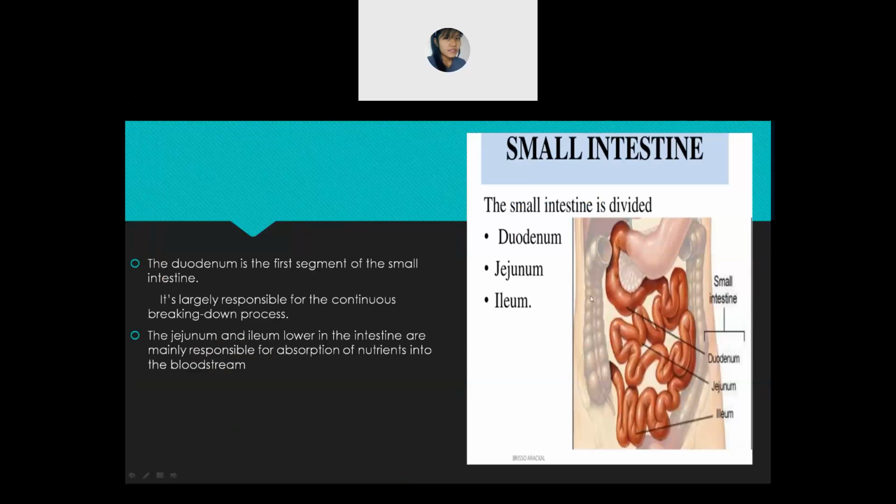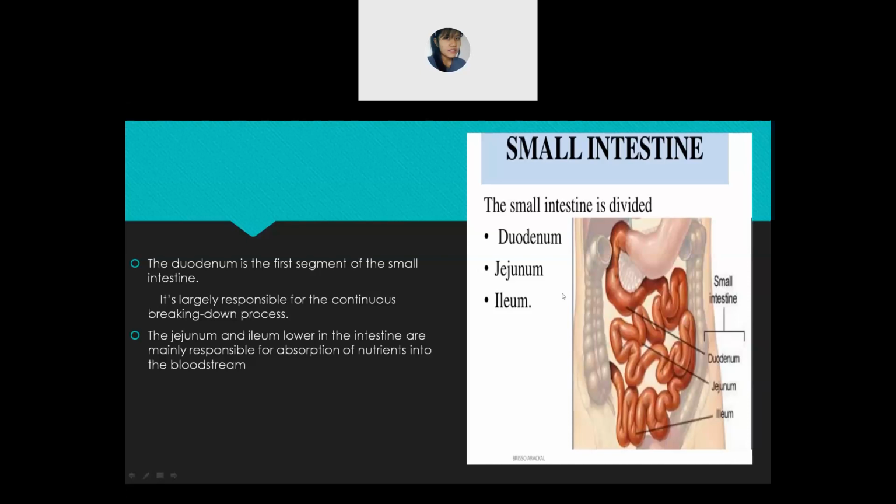They are coiled, you can say that. It means they are not straight. They are like this, coiled together, and the length of the small intestine is 22 feet. If we convert into meters, it is approximately 6.7 meters.